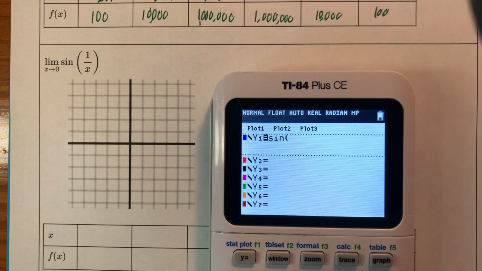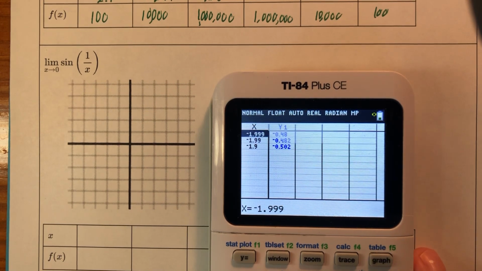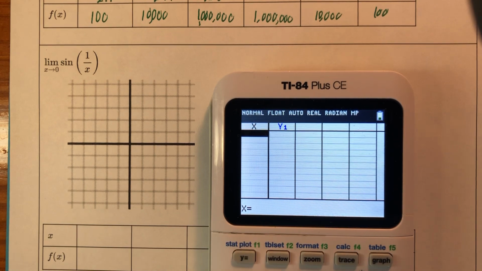The sine, we were in radians, by the way. You should just stay in radians. 1 over x, and we will go to the table. I'm going to delete these numbers in here. And I'm not going to make a table on paper, and you can if you want, but I'm not. I am going to make the table on the calculator, and I also want to show you some things on the graph. So let's sneak up on a 0.